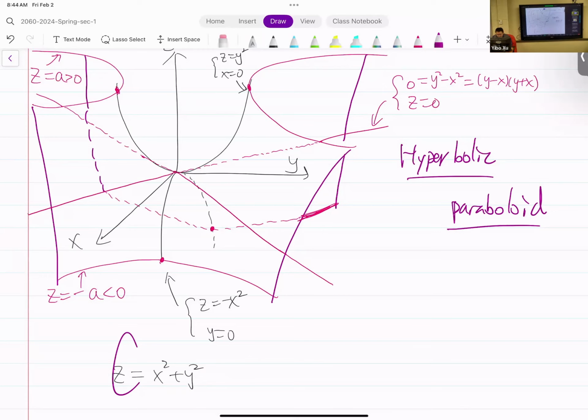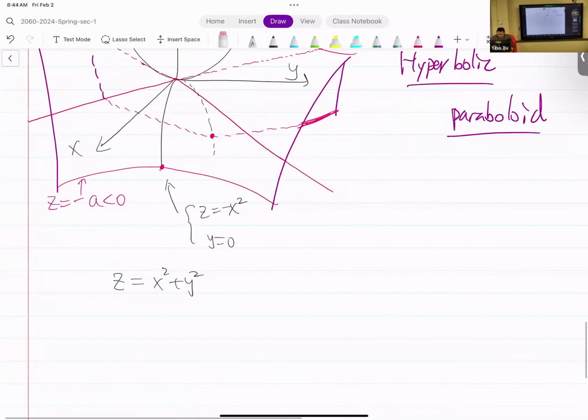In this situation, you don't really have the option for z to be negative, right? Earlier in the picture right above, we had z equal to a and z equal to negative a. Those are hyperbolas opening along different directions. But here, z can only be positive. So that's much simpler.